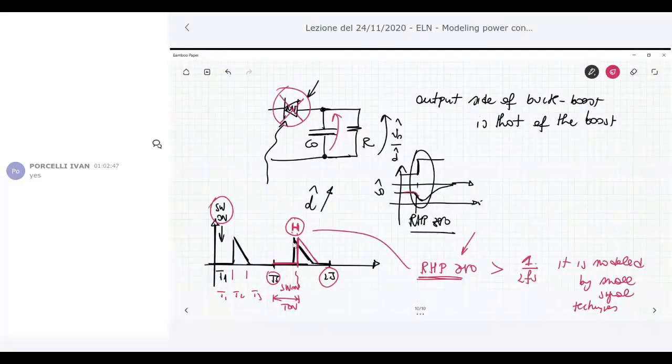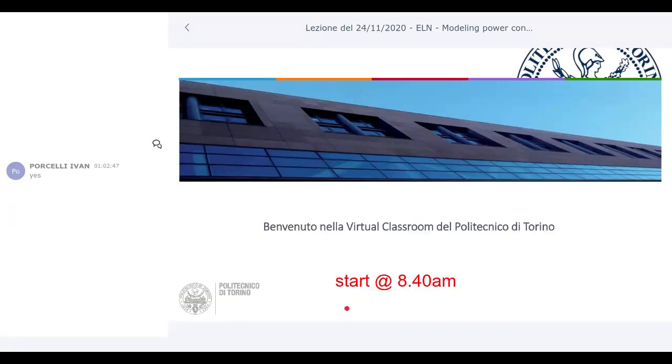If you want a more detailed mathematical description, you have to compute exactly what happens in terms of modeling of this frequency behavior. I hope that this clarifies a little bit why we have this behavior in DCM and not in CCM. Of course, this can raise several questions.